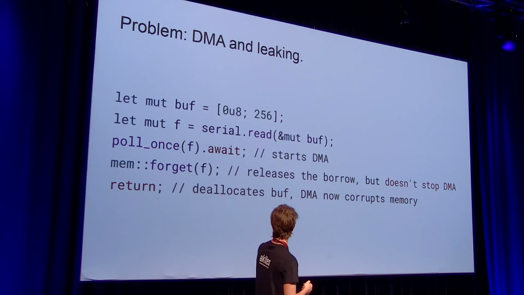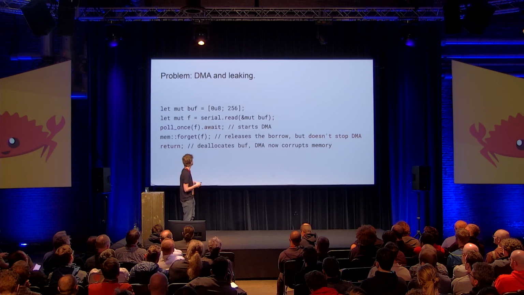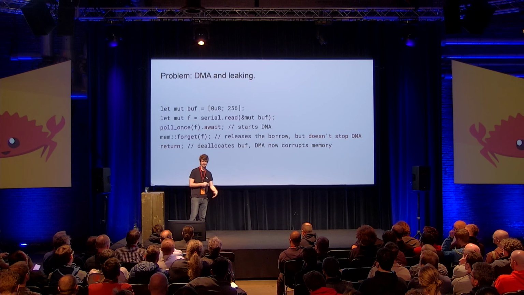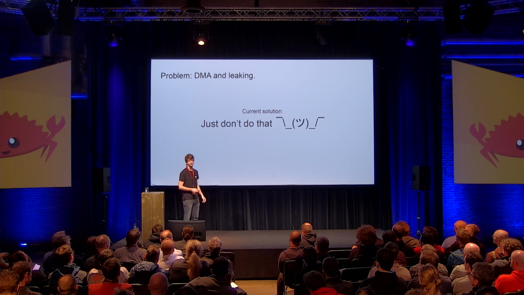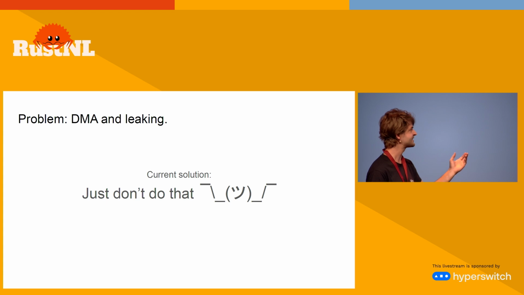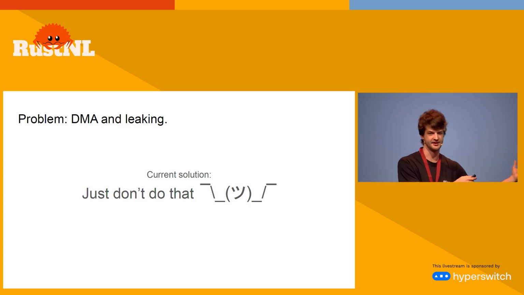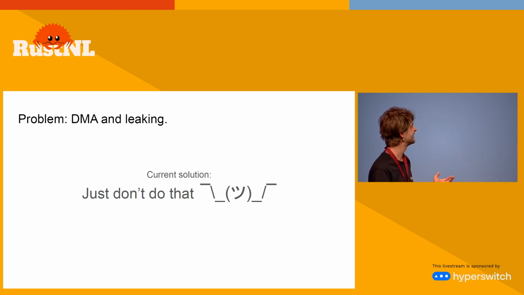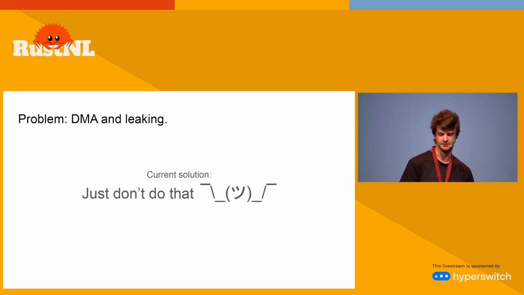It will prevent drop from running, but it won't stop the DMA. The DMA will keep writing to that buffer, which is no longer borrowed. And you can, for example, return it to the allocator, and then that buffer will be reused for something else, causing undefined behavior. And the truth is, Rust has no good solution for this today. I've tried everything. Embassy's current position is just please don't.